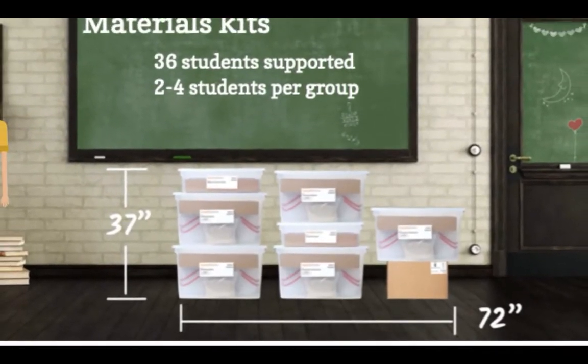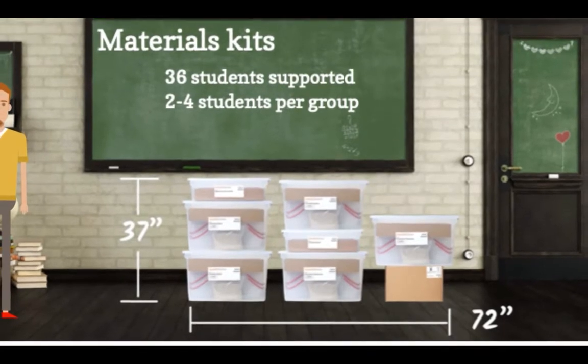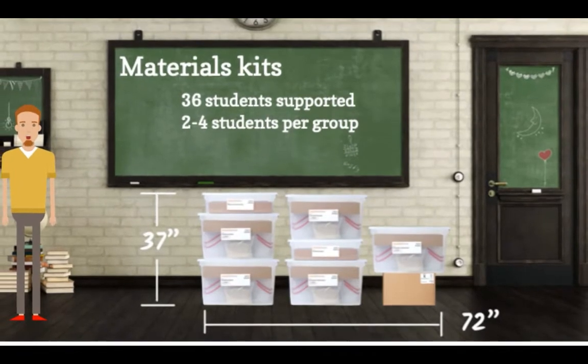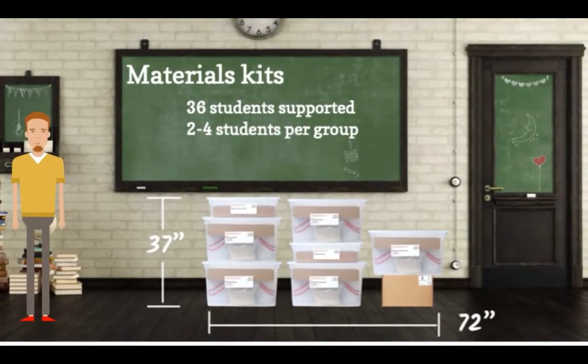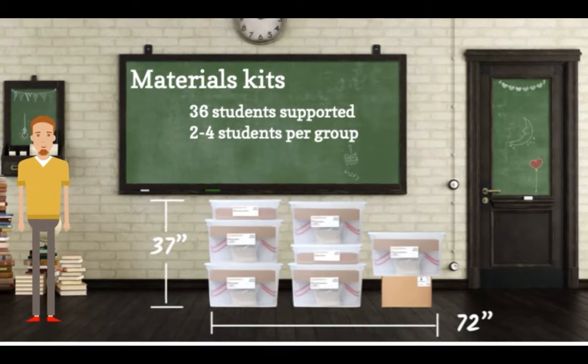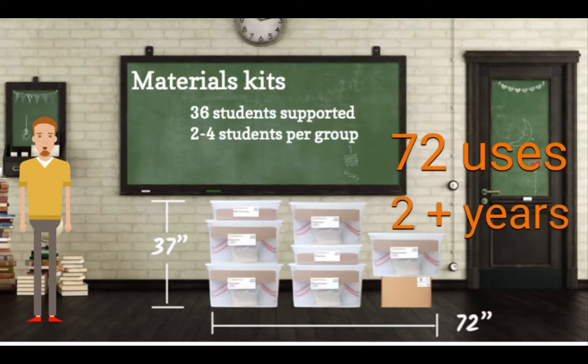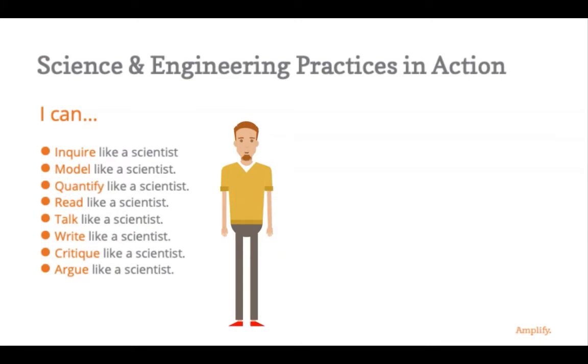Amplify kits are very generous and supply enough hands-on and print materials for a class of 36 students. But unlike other companies that supply limited materials where teachers end up with large student groups of 8 or 9, Amplify gives enough material for group sizes of 2 to 4 students, making their hands-on experiences that much more impactful. This also means enough materials for 72 uses and over 2 or more years worth of supplies. With all these great resources, you can watch your students have fun and show how they can inquire, model, quantify, read, talk, write, critique, and argue like real scientists.